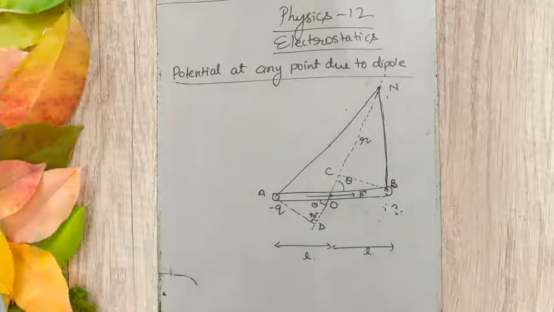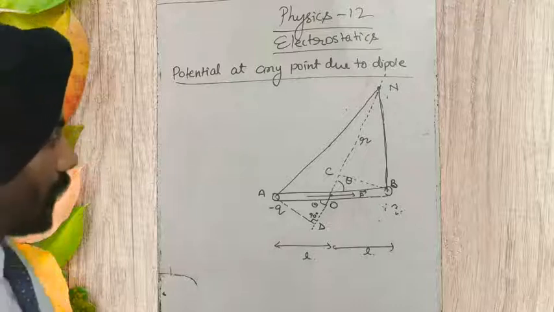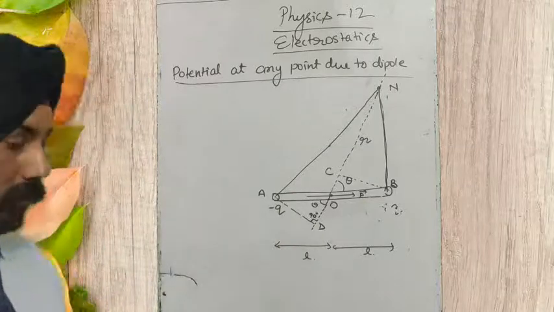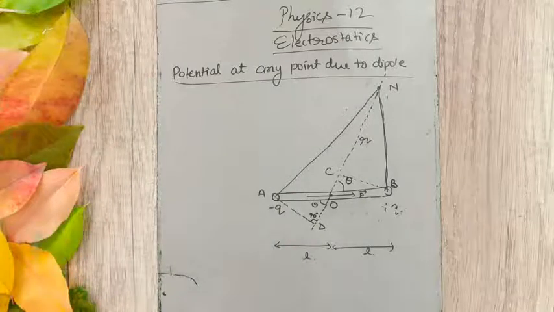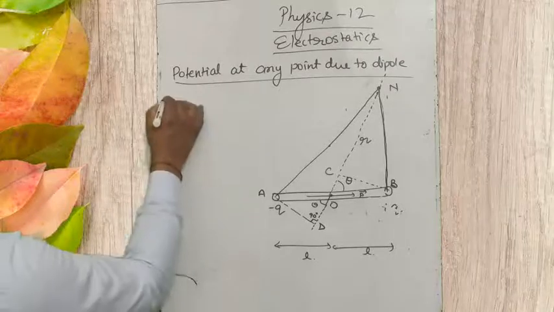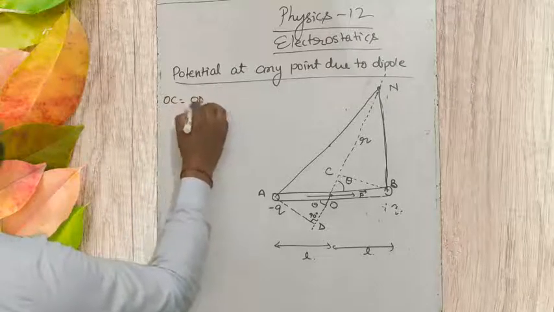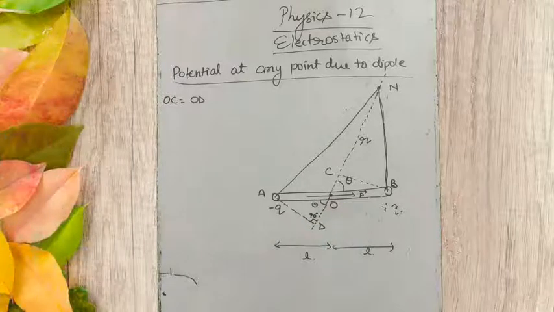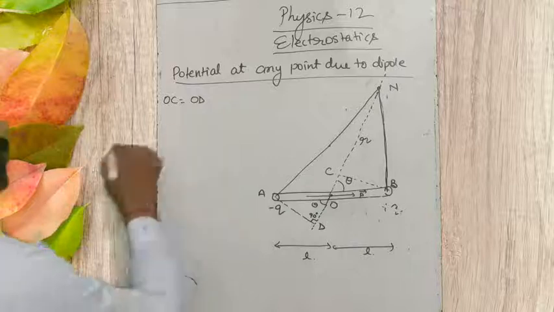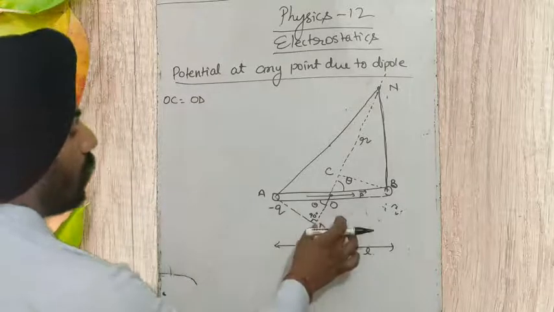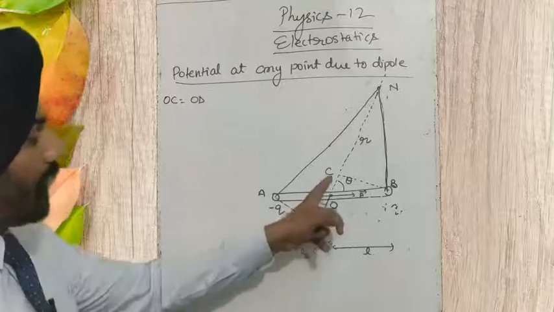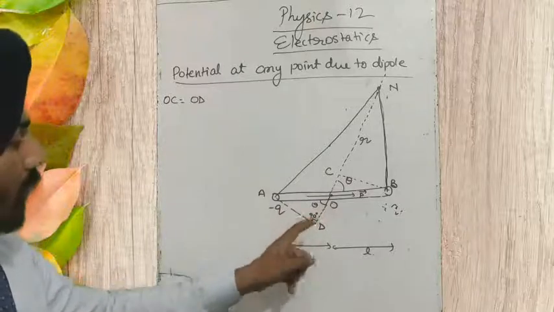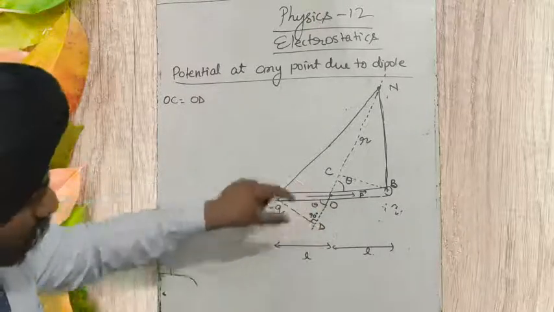What to do with these perpendiculars? We just need to calculate the values OC and OD, and for that we have to take one of the triangles. OC is equal to OD because all angles are the same, they are congruent. What will be the value of OD? Just take this triangle AOD, and we want to calculate this value OD.